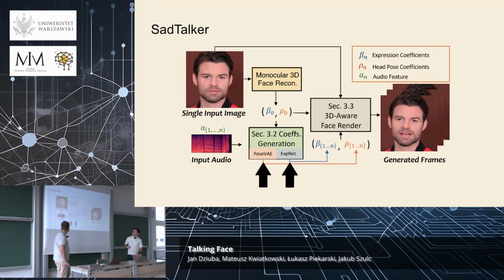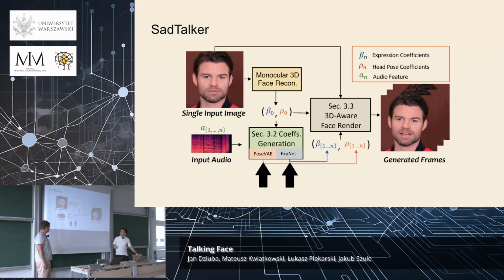So yeah, this is how SadTalker works. This is the encoder-decoder structure of the model. We want to encode our image to extract some features from it. Then, using audio, we want to generate those features for all of the frames. Based on that, we want to generate our video using a 3D-aware face renderer, which is simply a decoder.